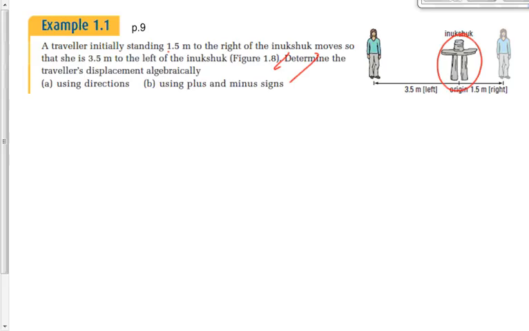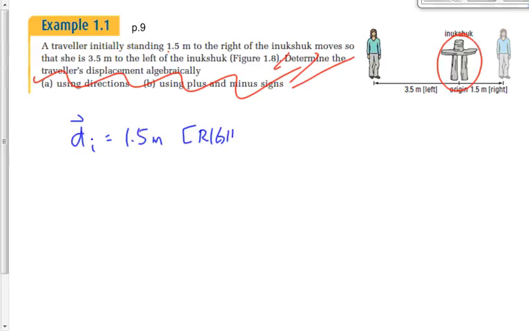Forget about that right now. Forget about what we're trying to find here. I want to ask you another question. What do we have given to us? What is this 1.5 meters? Is that a position or is that a displacement? That's a position, right? That's where the traveler is, or at least was. That's my initial position. I'm going to say that's D with the arrow over it, position, initial. 1.5 meters to the right of the Inukshuk.